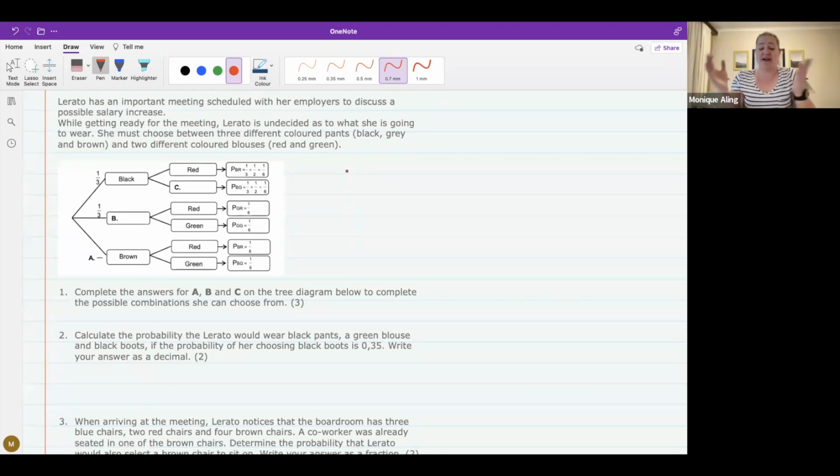Okay, so again, we're looking at a clothing situation. First question says, complete the answers for A, B, and C on the tree diagram to complete the possible combinations she can choose from. Okay, so quickly work out A, B, and C for me. When you've got the answers, you can let me know what A is in the chat.